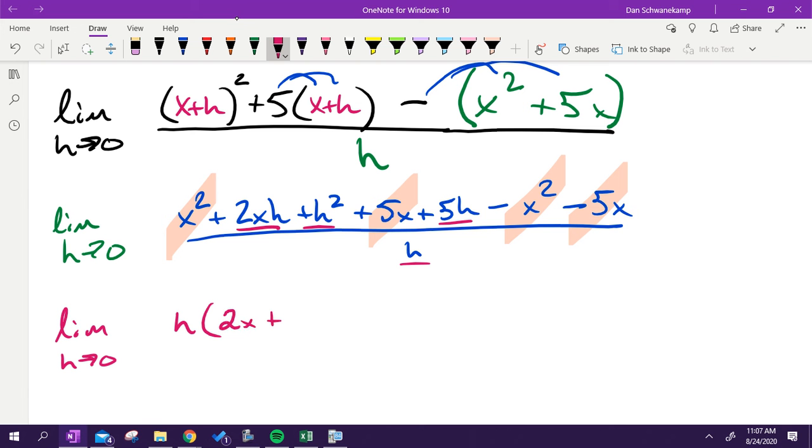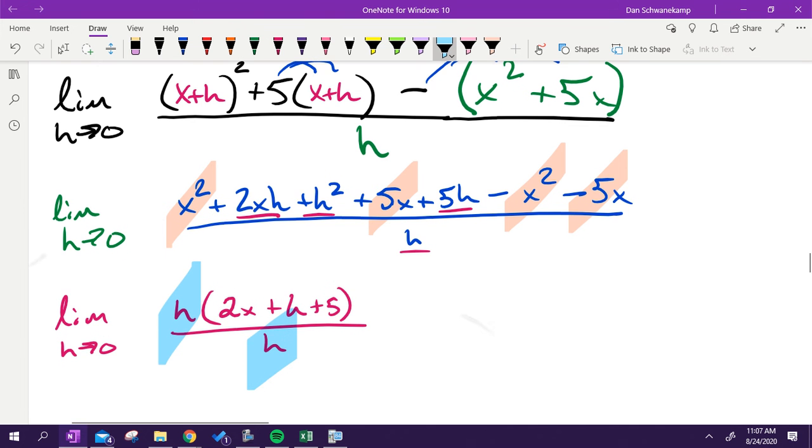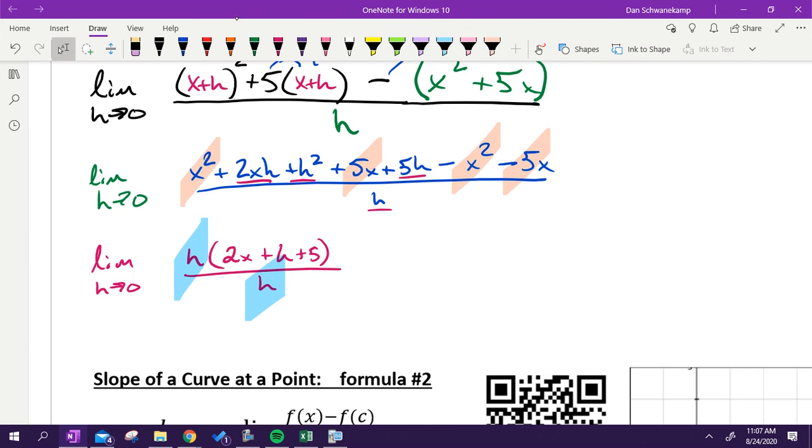Good. Yep. Wonderful. All over h. She factored an h out of everything on top. There's an h on top. Now there's an h on bottom. Now what? Cancel the h's. Those are gone. And so I'm left with the limit as h approaches 0 of 2x plus h plus 5.